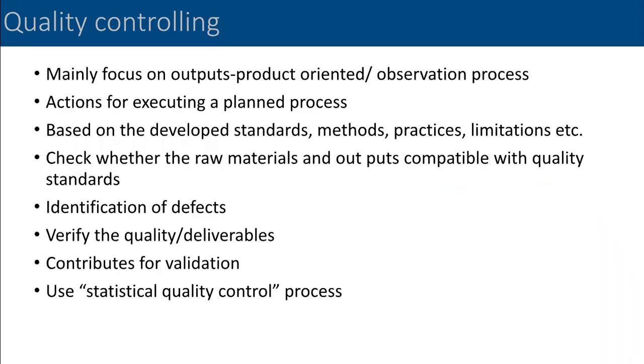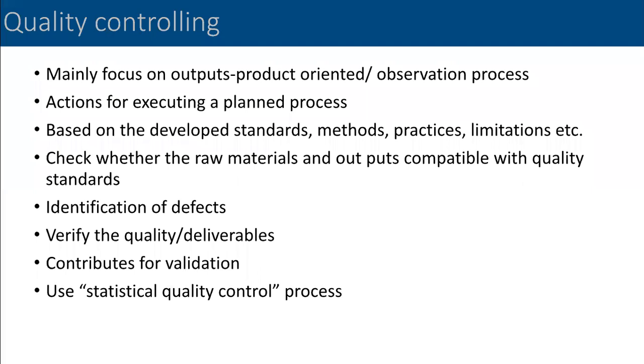We will discuss these things later. Quality controlling, as we discussed earlier, mainly focuses on outputs, product-oriented, and observation, maybe output or service. It is an observation process. Actions for executing a plan process. We have a plan and we are going to take action based on this plan, based on the developed standards, methods, practices, and limitations. As I told you earlier, we have developed our standards, methods, practices, limitations and measures, and also rules and regulations. So we are going to follow these things.